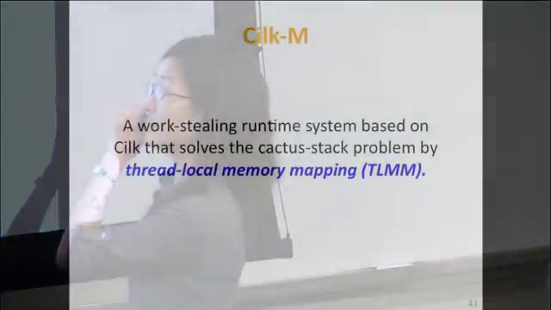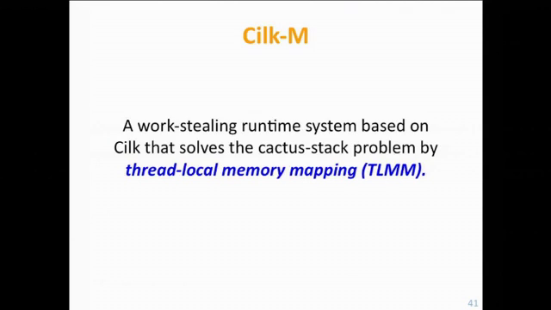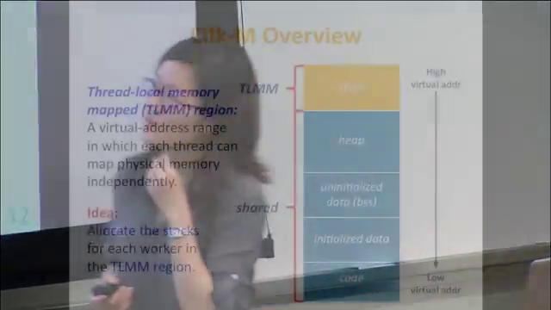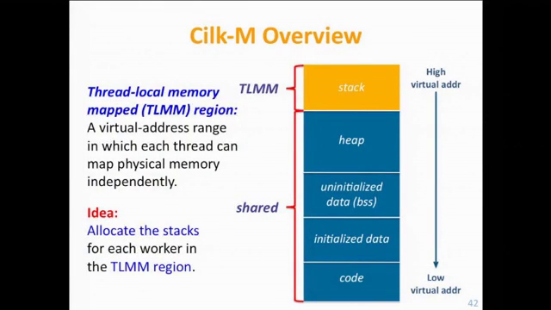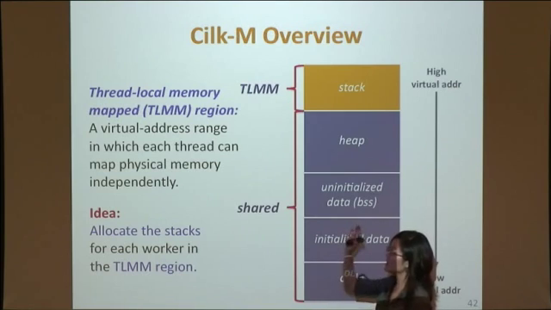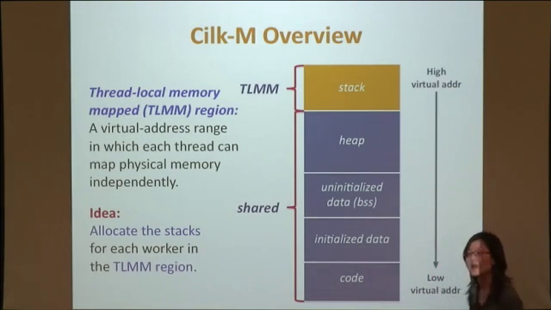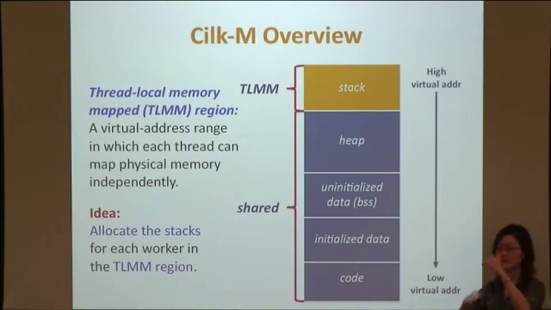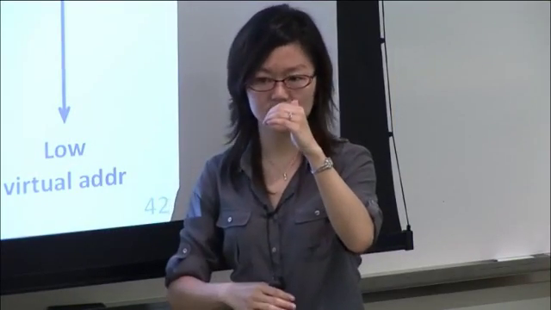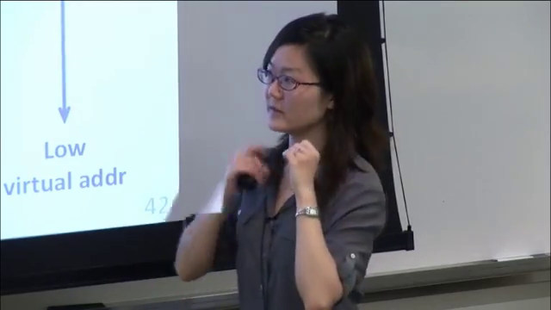Okay, so what's Cilk-M? Well, Cilk-M is basically a work-stealing runtime system based on Cilk that solves the cactus stack problem using thread-local memory mapping. So what's thread-local memory mapping, or TLMM? TLMM is a virtual address range in which each thread can map physical memory independently. What that means is that in this range, all the threads see the same virtual addresses, but they can potentially map different physical pages in that region.